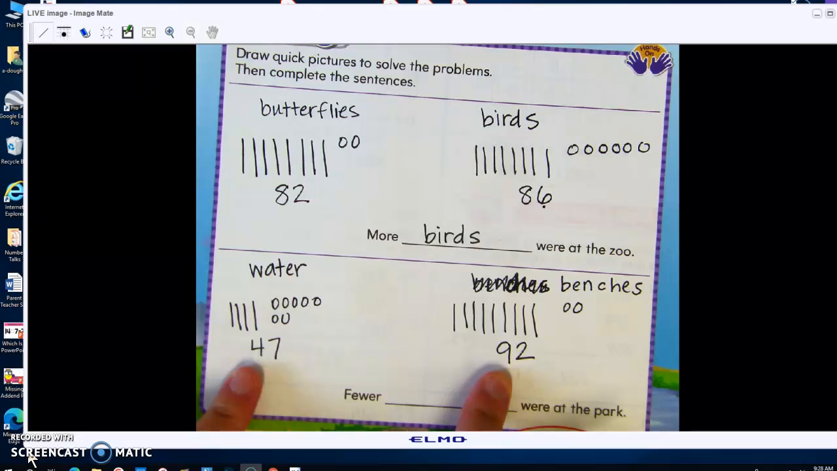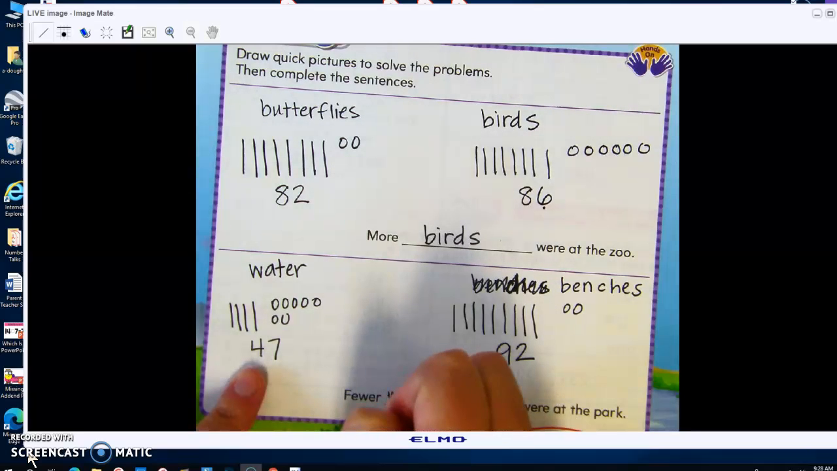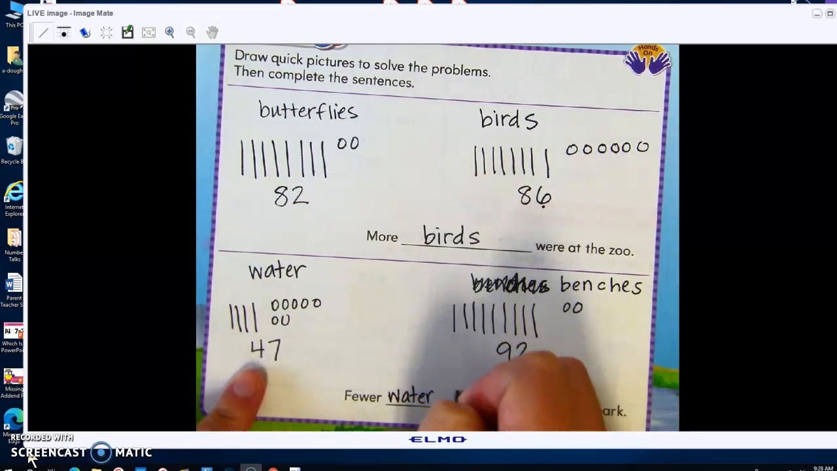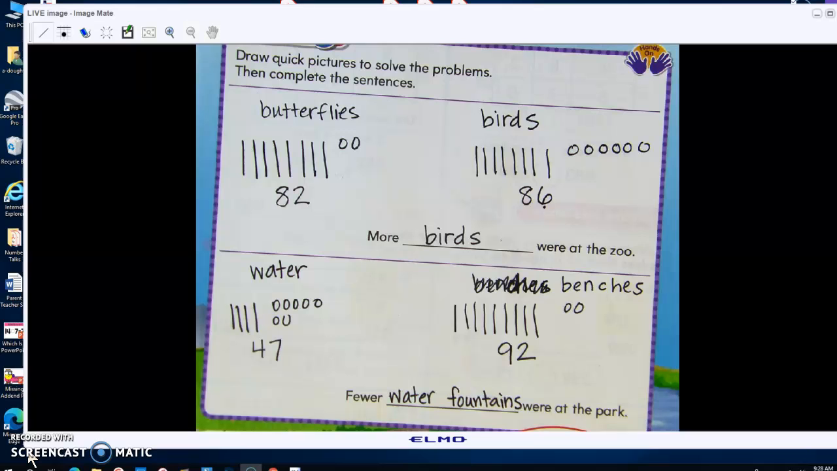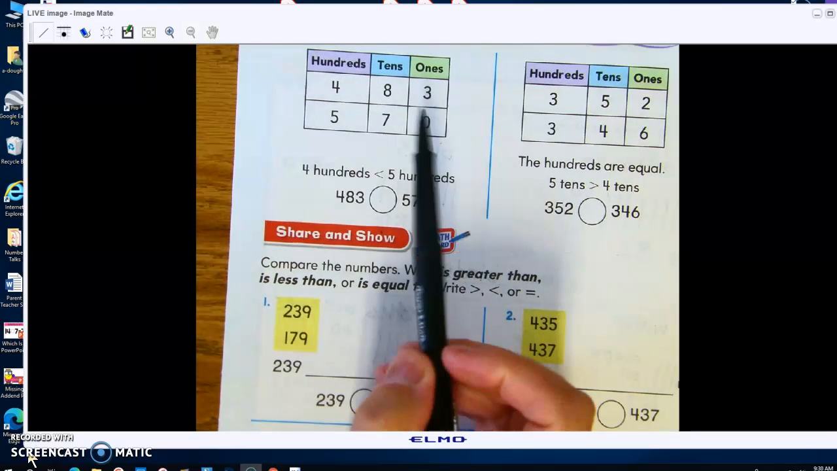Kinsler, turn the page back. We are not done. So which of these numbers is the fewest? The smallest? The water fountains, because 4 is smaller or 4 is fewer than 9. So there are fewer. We got to write the word now. Water fountains. It's a long word. Fewer water fountains. All right, we're moving on.